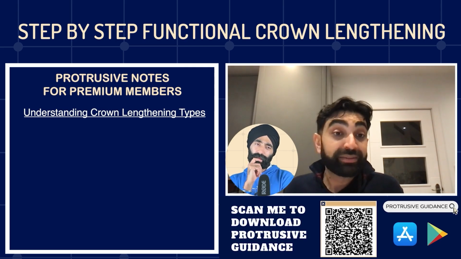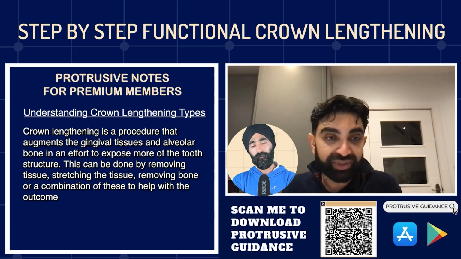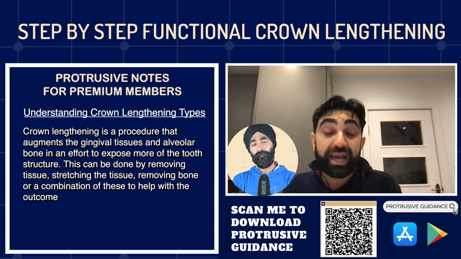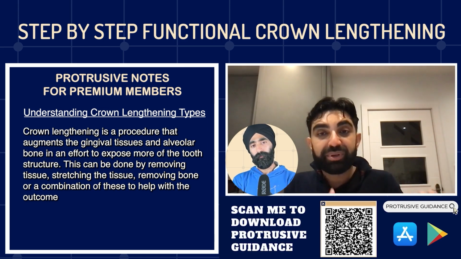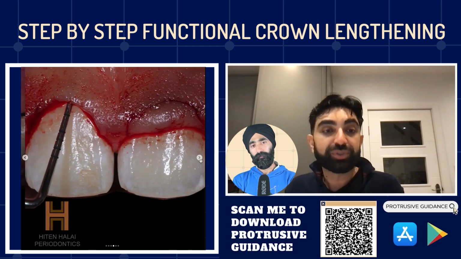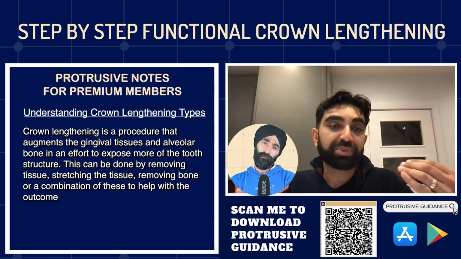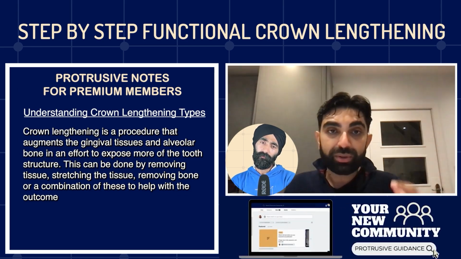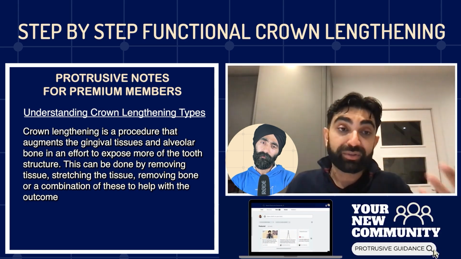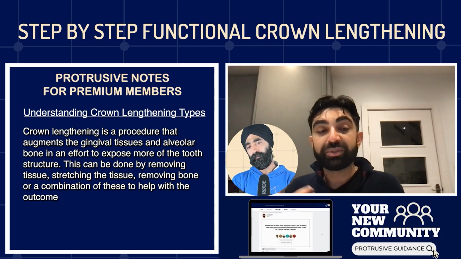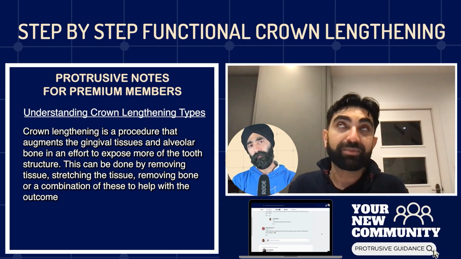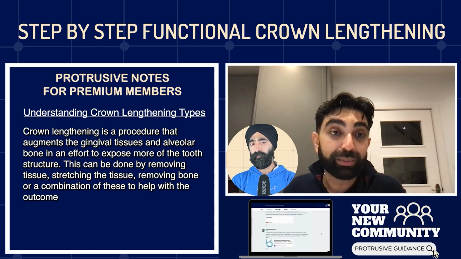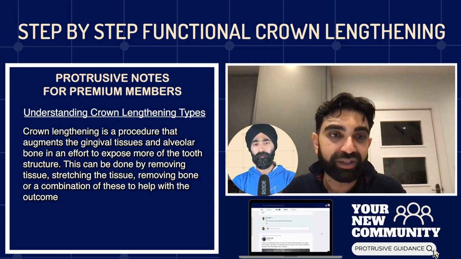So basically, crown lengthening is a surgical procedure that is carried out, and it involves augmentation of the gingival tissues and also the alveolar bone. In that process, what we're trying to do is expose more of the tooth structure, essentially, to move it more supragingivally. And that will take many different forms. Either it involves cutting away tissue, moving tissue down. It may just involve removing gum, it may just involve removing bone, or it may involve a combination of both, basically. But essentially, it involves augmentation of either or both of those tissues to increase the crown height.